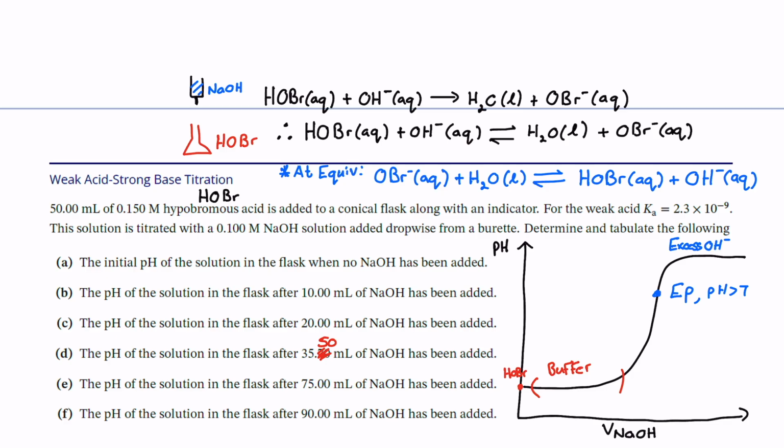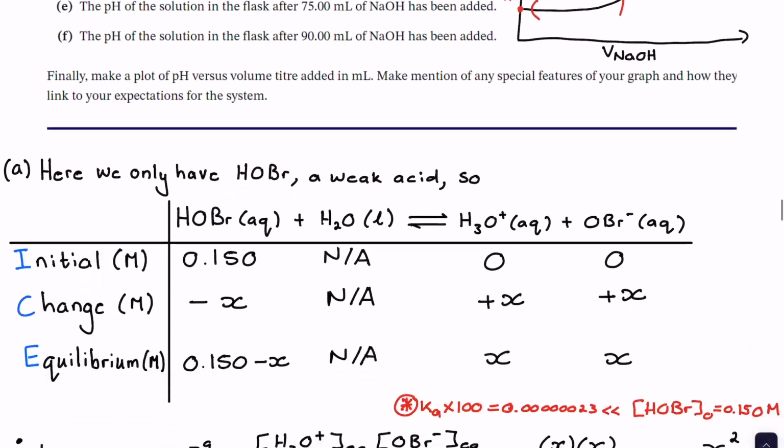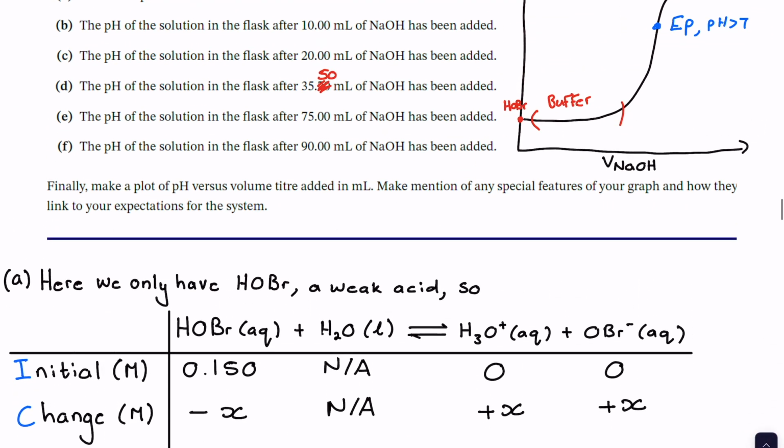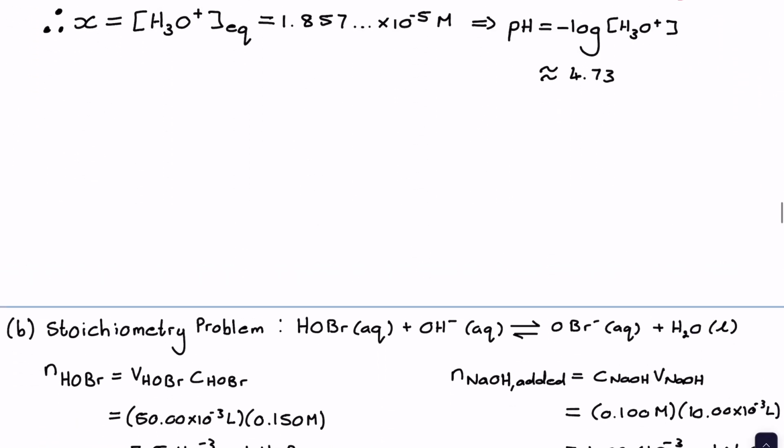All right, and then of course it means we need to start taking other things into consideration. Okay, but we must also determine where on the curve we are when we add these different volumes. So let's go ahead and look at B. B says the pH of the solution in the flask after 10 milliliters of sodium hydroxide has been added.